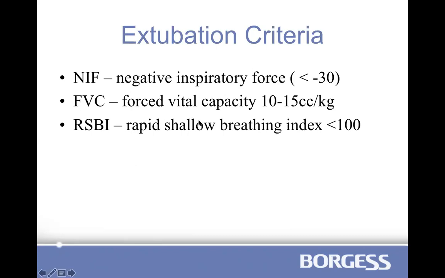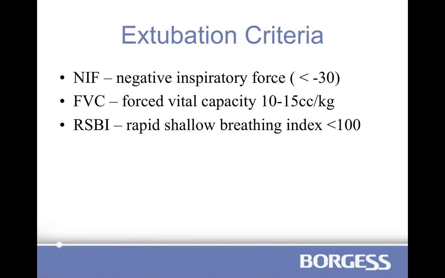FVC is a forced vital capacity. This is basically telling you how much lung capacity this patient has. Usually 10 to 15 cc's per kilogram is what I aim for. You go up to the patient, they're still on the vent, you tell them to take a big deep breath in and exhale as much as they can, and you look at the number. It's pretty easy. The NIF is a negative inspiratory force.